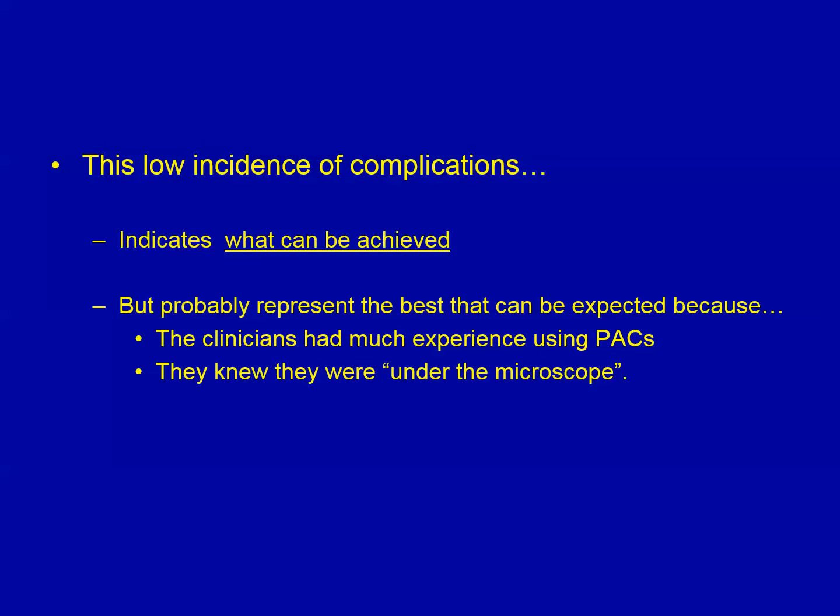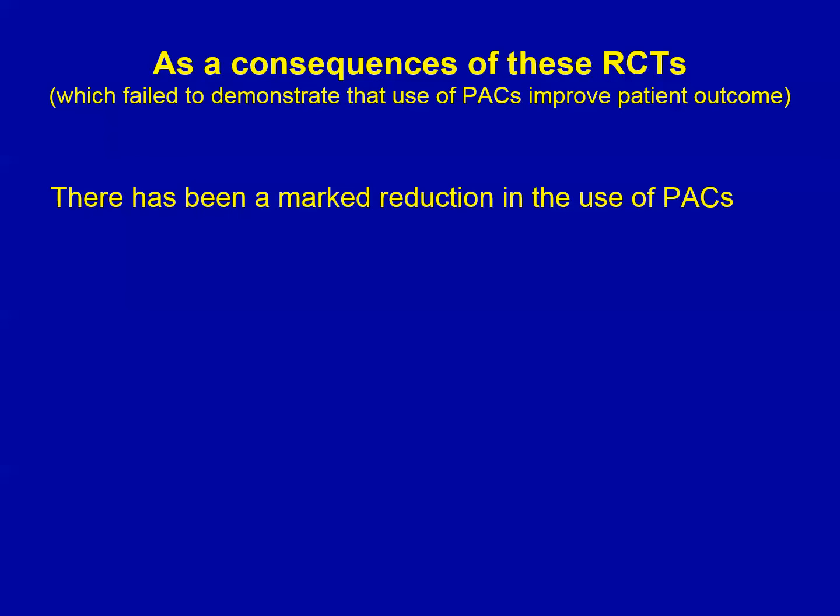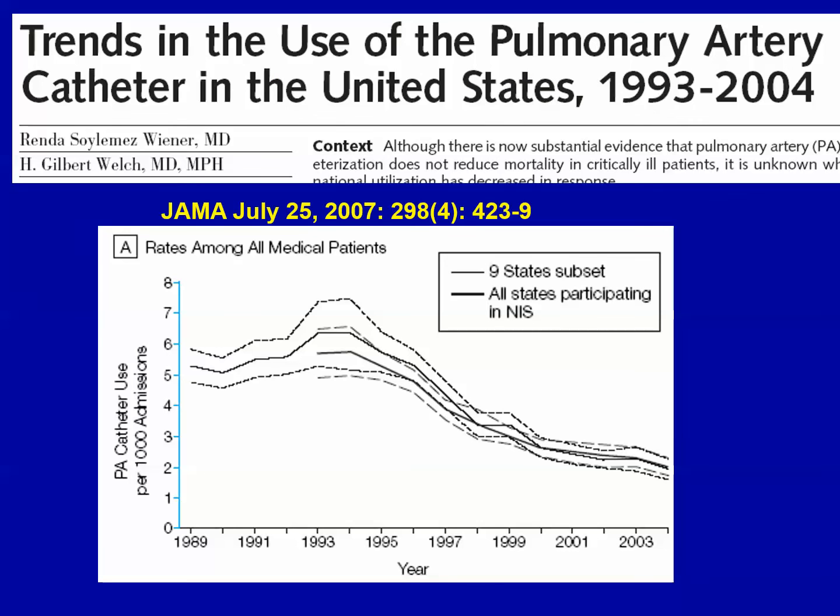This low incidence of complications indicates what can be achieved, but probably represents the best that can be expected because the clinicians had much experience using PA catheters and they knew they were under the microscope. As a consequence of these randomized controlled trials, there has been a marked reduction in the use of pulmonary artery catheters, as illustrated in these two studies.